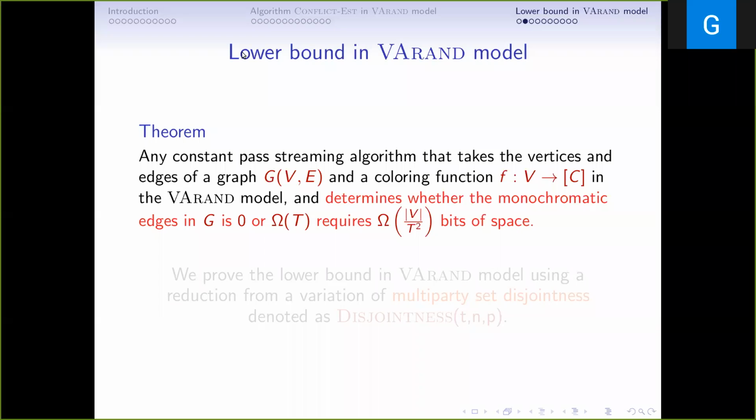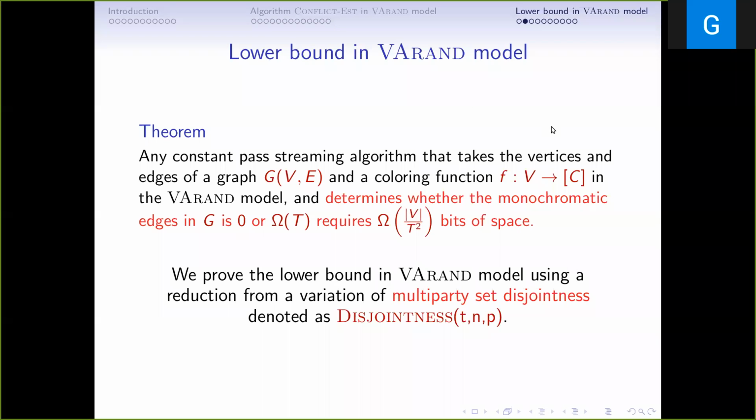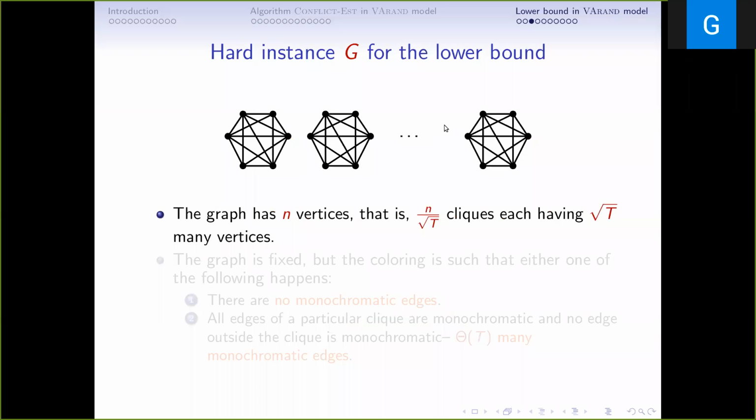We prove this lower bound by a reduction from a problem in communication complexity. It is multi-party set disjointness, denoted by disjointness TNP. We will discuss this disjointness problem shortly in a few slides, and what these parameters T, N, P are. But before that, let us discuss the hard graph instance that is going to be used in our reduction.